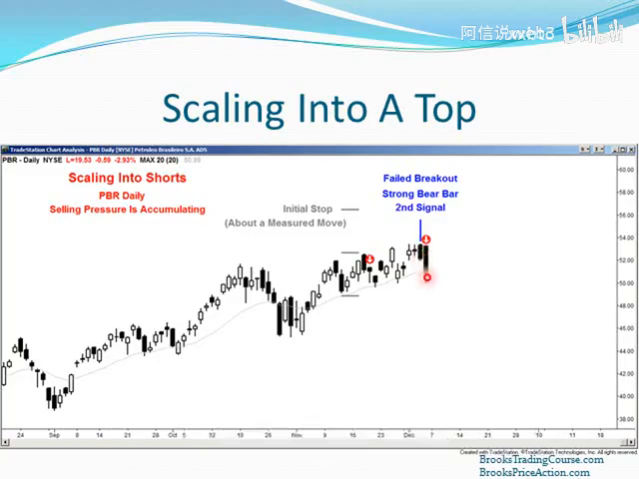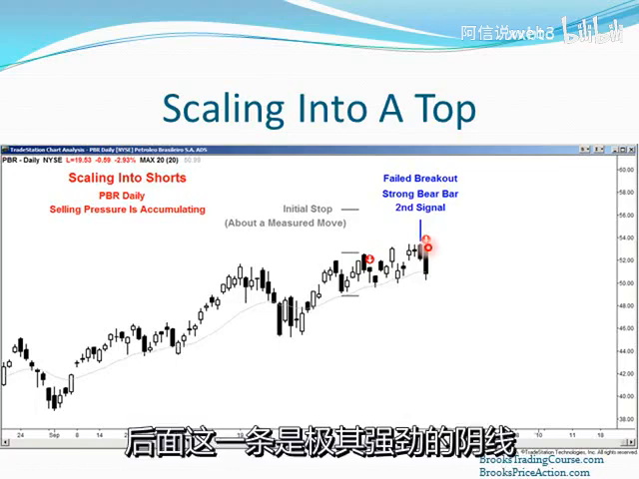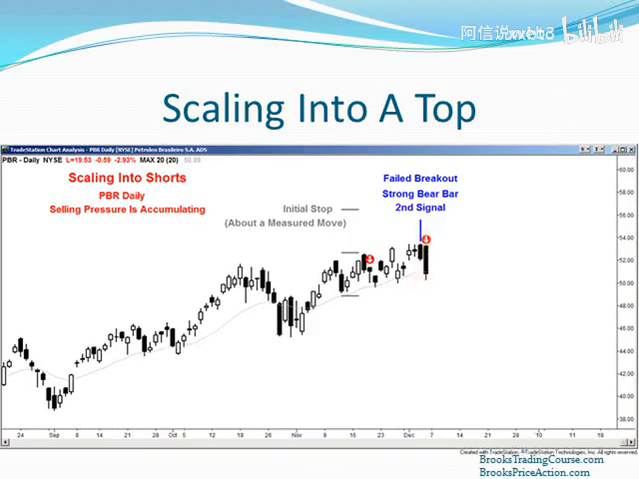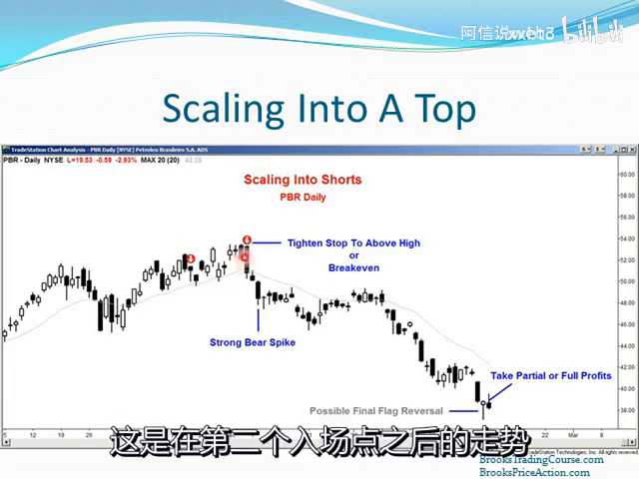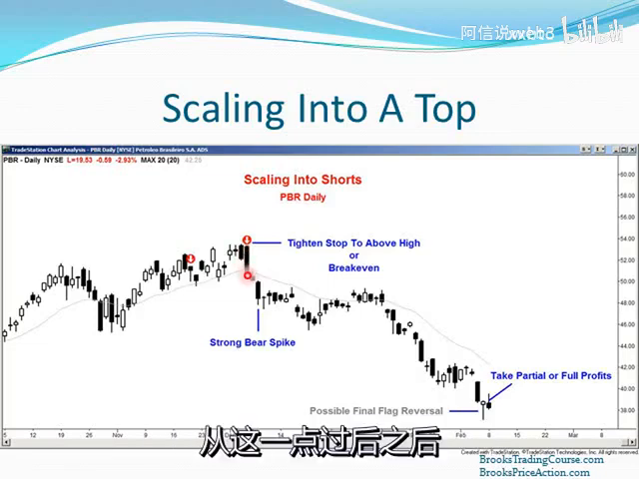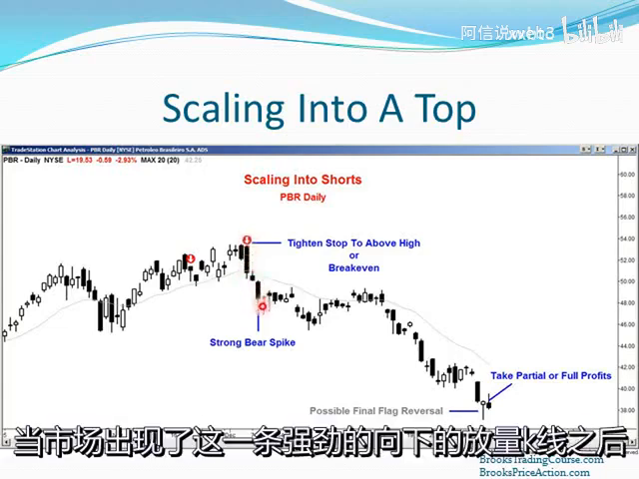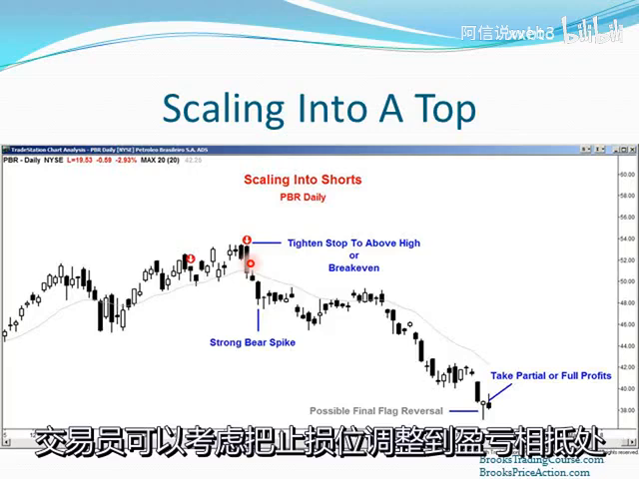And by the close of this bar, they probably would place their stop on their entire position above the high of this bar. That would be two strong bear bars. This would be an extremely strong bear bar. The bears probably would not allow the market to get above the high of that bar. And this is what happened after that second entry, a very strong bear breakout bar. At this point, traders would tighten their stops to one tick above its high. And once the market had this strong bear spike, 4 consecutive bear bars down, they might start talking about moving their stop to break even.